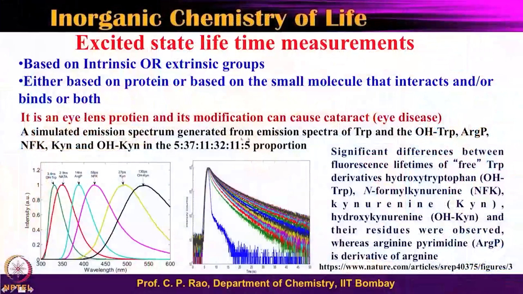So you want to study whether the enzyme has acted on the substrate, has converted the substrate into the product or not. That can also be studied in various ways. So here I have taken an example slightly different in nature. This example is coming from a protein called eye lens protein.